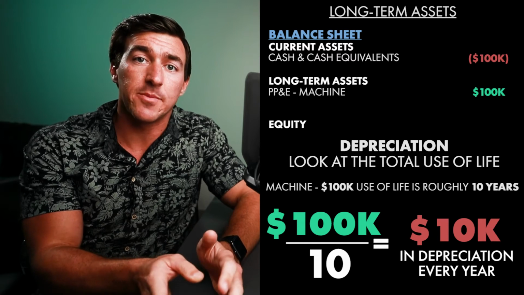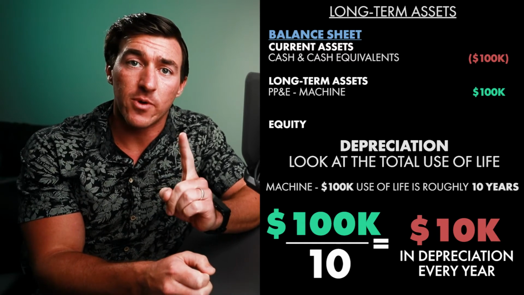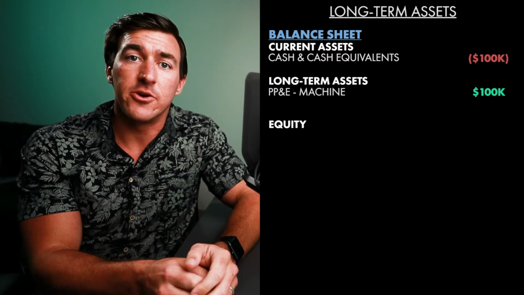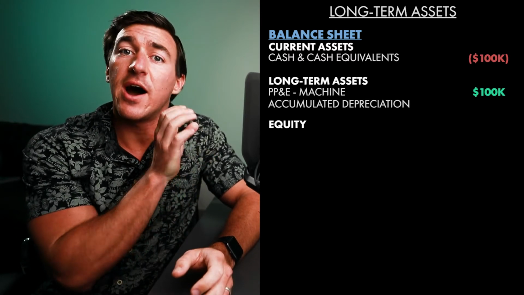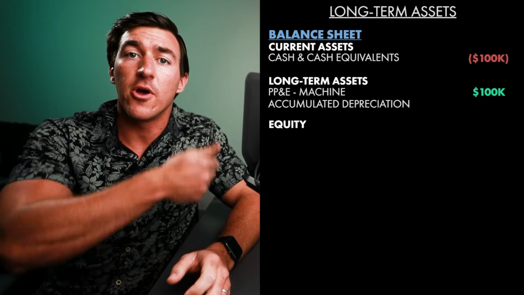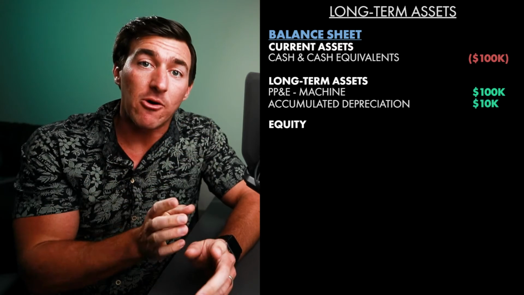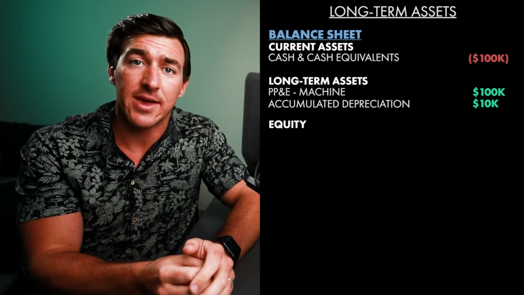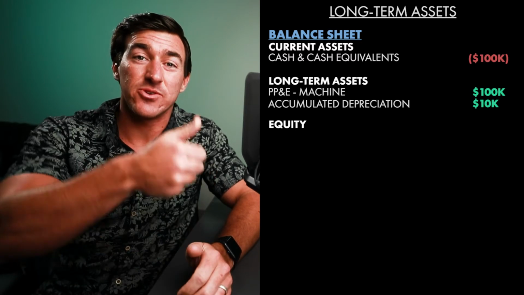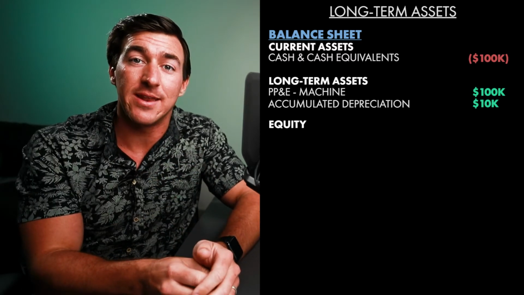So that depreciation number hits us in two different ways. The first way is on the balance sheet, under accumulated depreciation. You see, accumulated depreciation, which is tied to long-term assets, goes up by $10,000. However, you have to remember, accumulated depreciation is a contra account. That means that assets actually fall by $10,000 when it increases.